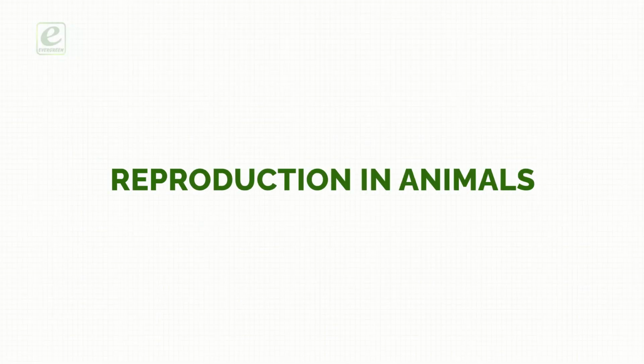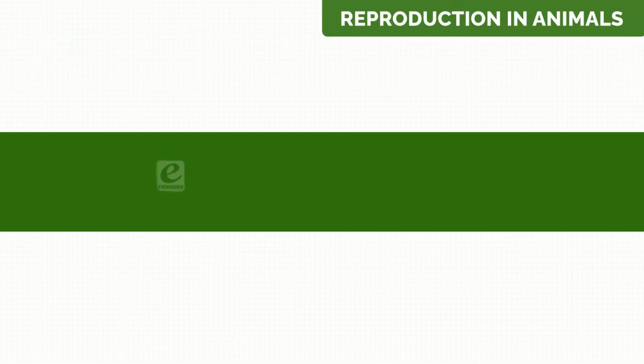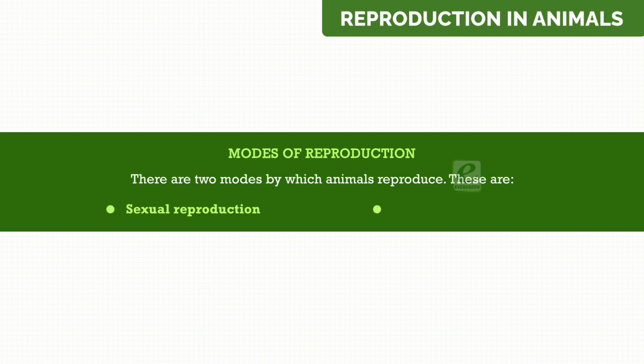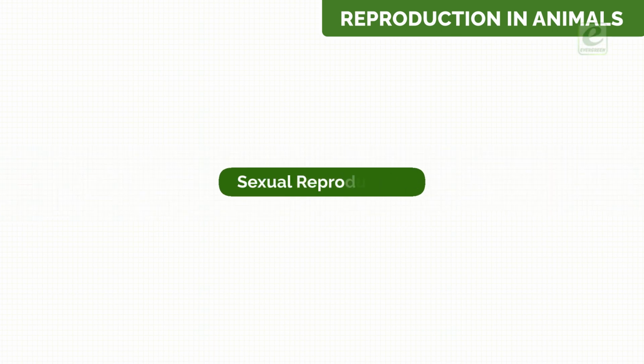Reproduction in animals. Modes of reproduction. There are two modes by which animals reproduce. These are sexual reproduction, asexual reproduction.